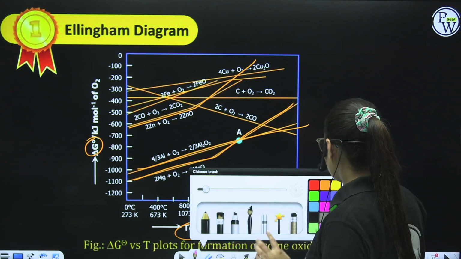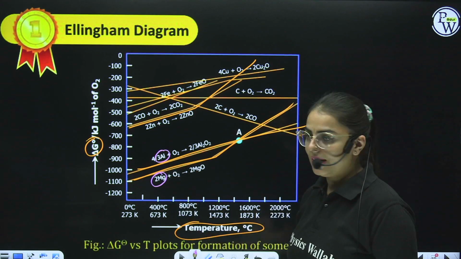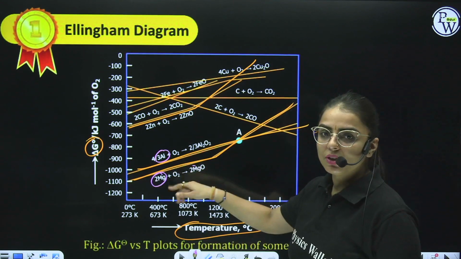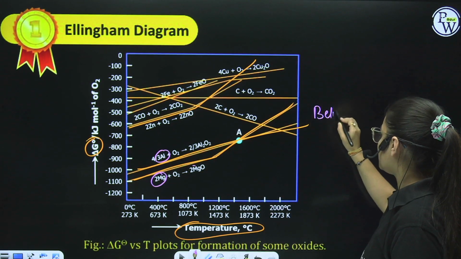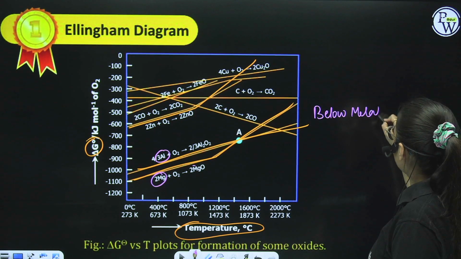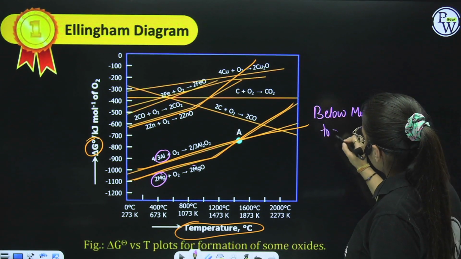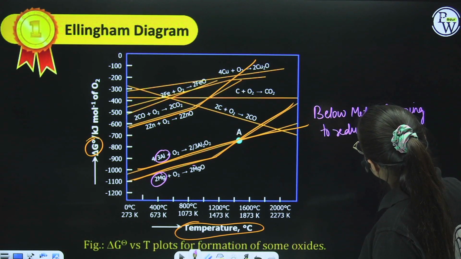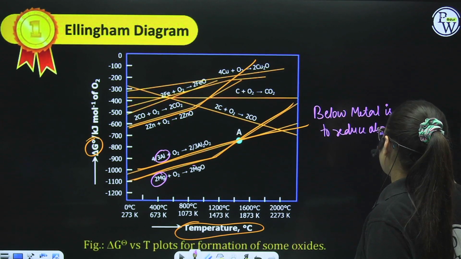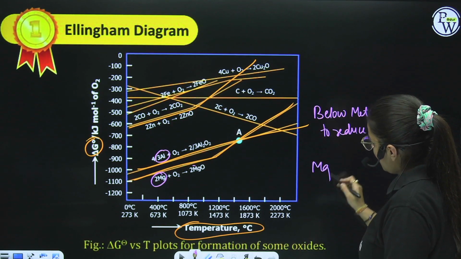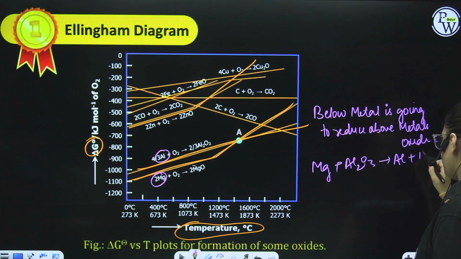One more thing, always remember how to study the Ellingham diagram. For example, this is the curve for magnesium, this is the curve for aluminium. Here magnesium is at a lower position than aluminium. So what is the rule? The lower metal is going to reduce the oxide of the upper metal. So magnesium can reduce aluminium oxide Al2O3 and will convert into aluminium and magnesium oxide.